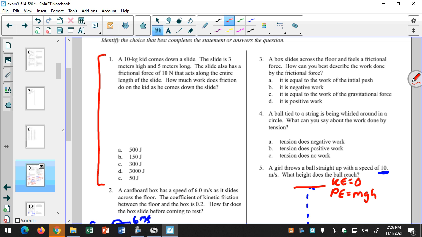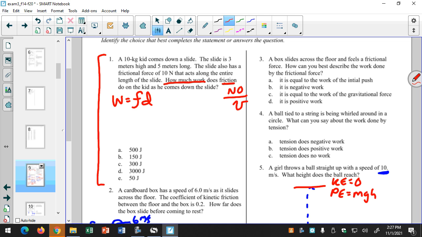In this problem, it looks like it might be a work-energy problem, but I'm looking for how much work friction does on the kid. There's no mention of his speed or his change in speed. So I know it's a simple work problem. Work is equal to force times distance. I'm looking for the work done by friction, because there's no mention of speed. Even though there is a change in kinetic energy for this kid, I don't talk about that. So I'm really just looking for the work.